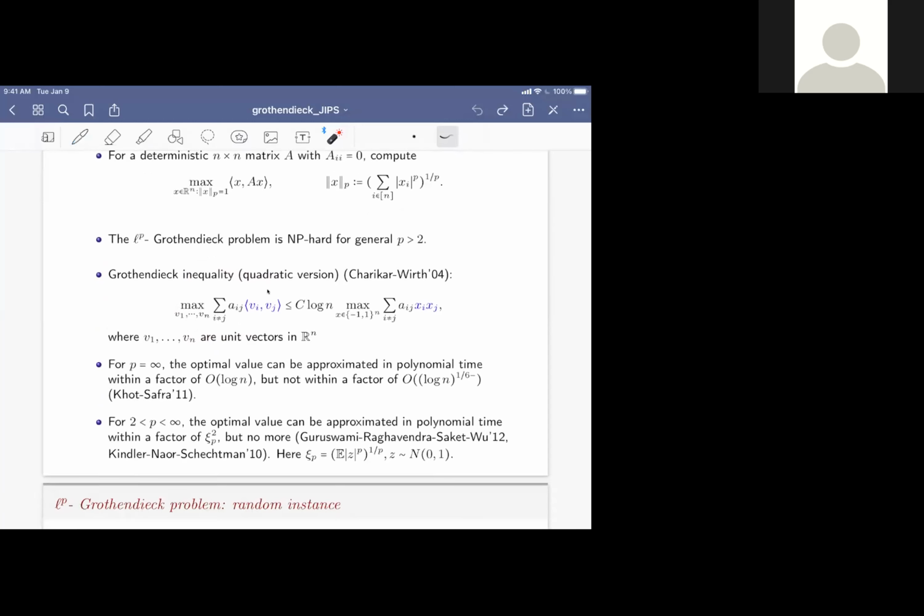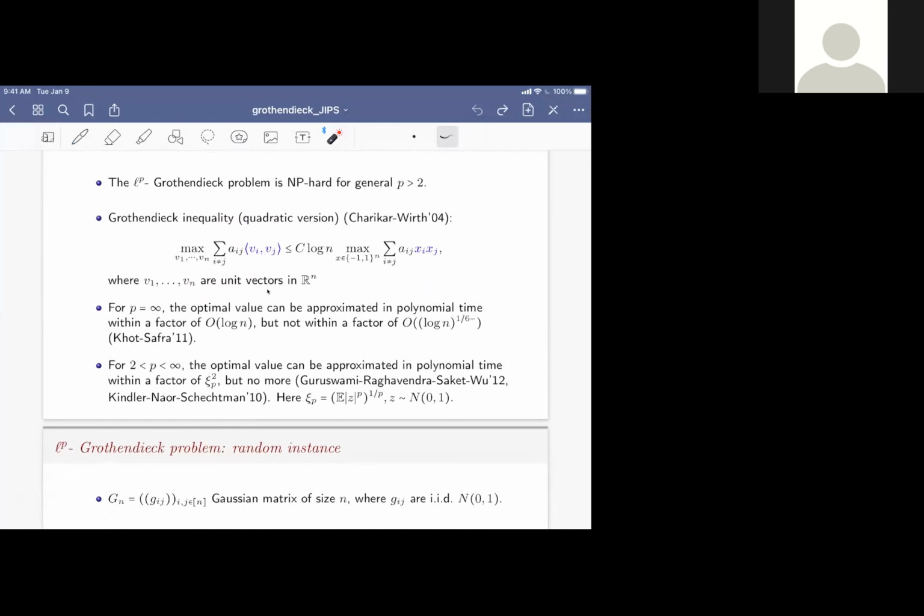On the other hand, no such polynomial time algorithm exists if we demand an approximation within a factor of log n to some sufficiently small constant power. This is a result by Khot and Naor. When p is between 2 and infinity, things are a little bit better. In this case there is an inapproximability threshold, a constant strictly bigger than 1 that depends on p. Above that threshold there is a polynomial time algorithm; below that threshold there is no such algorithm. The case when p is between 1 and 2 is not explored in the literature as far as I know, and for p equal to 1, there is some indication that the problem is computationally hard.